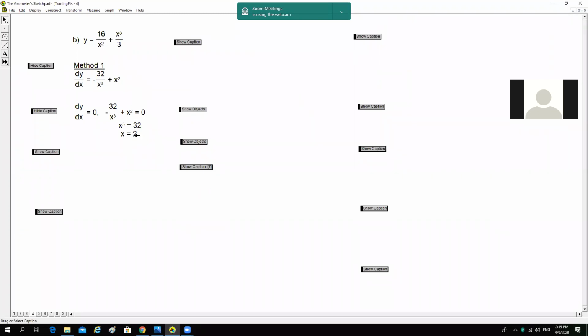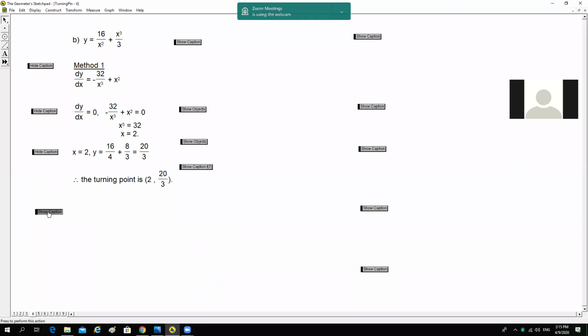This one you did wrong, right? So x to the power 5 is 32, x equals 2, no positive negative, okay? So after finding the value of x, what must you do? Find the value of y. After finding the value of y, you get the turning point.